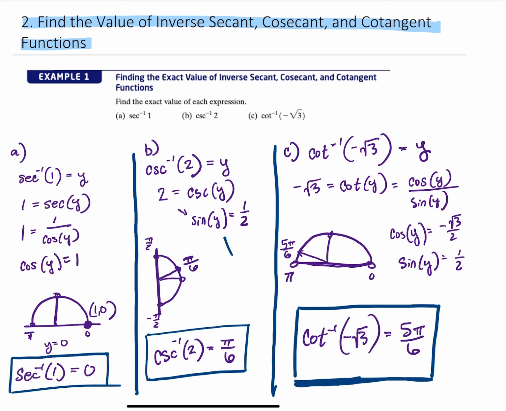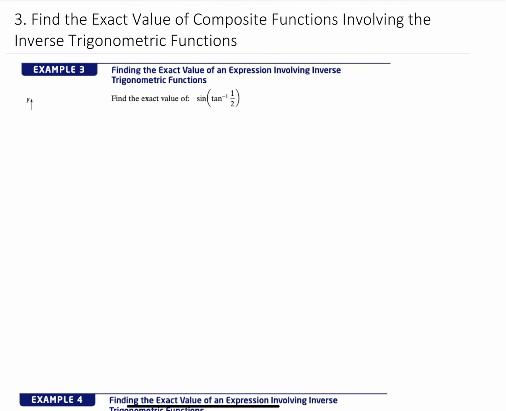So I'm still relating them to things that I know on the unit circle, coordinate points involving the sine and cosine. So we can still do that. Or if you have secant, cosecant, or cotangent values memorized, then even better. All right, let's look at some more composite functions involving these inverse trig functions.